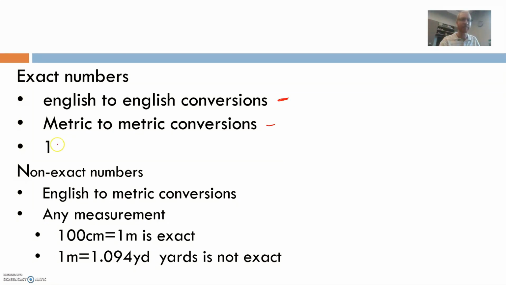The other exact number that you're going to watch out for is the number 1. Okay? When you're doing conversions, if you say you have 1 of something, you assume that that is exact. You assume that it's exactly 1 of that thing is however many of the other one. Okay? Non-exact numbers. Converting between systems of measurement. Converting between English and metric. Okay? And anytime you take a measurement of anything, it is not exact.